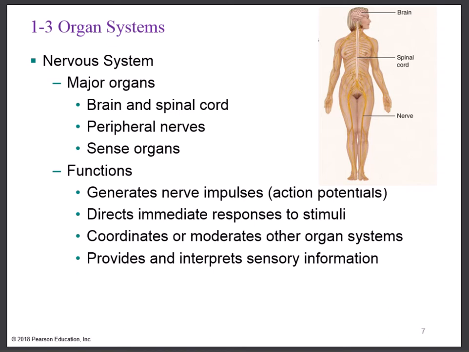Now, the functions of the nervous system include the formation of something called nerve impulses, which we're going to learn later in the semester are more technically called action potentials. So the nervous system generates these action potentials. Our nervous system responds to stimuli. So as different things are stimulating us, our nervous system will respond to that stimuli. The third dot's really important. Our nervous system coordinates and moderates other organ systems. So what I mean by that, it's a controlling system. Our nervous system helps to control other systems.